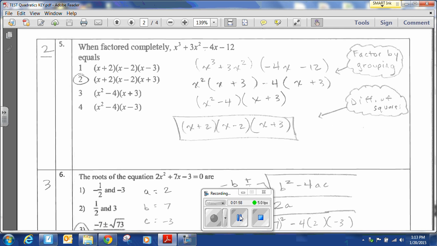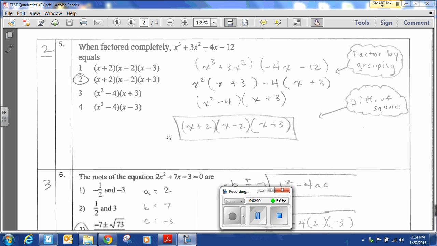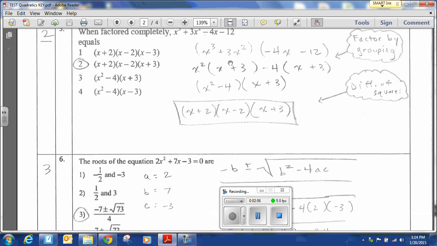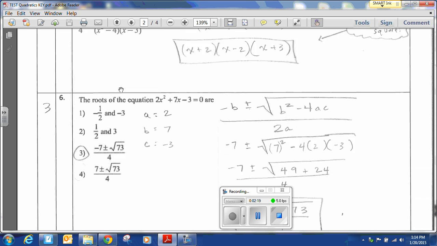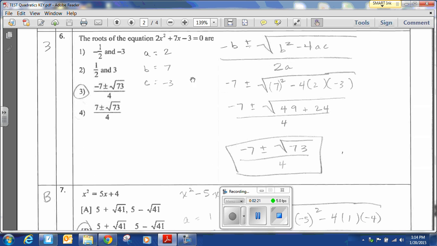Number 5. Here you're going to factor by grouping. And as you can see, you extract the GCF from each binomial, and you take x squared minus 4 and pull that out. And this is a difference of perfect squares, so you have to factor that again, giving you 2 as your answer.